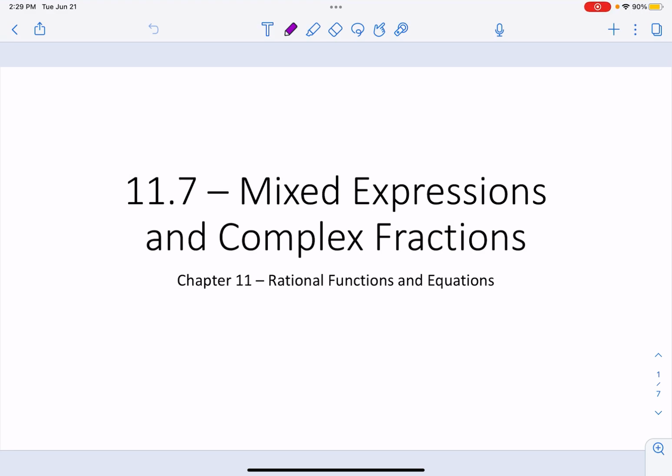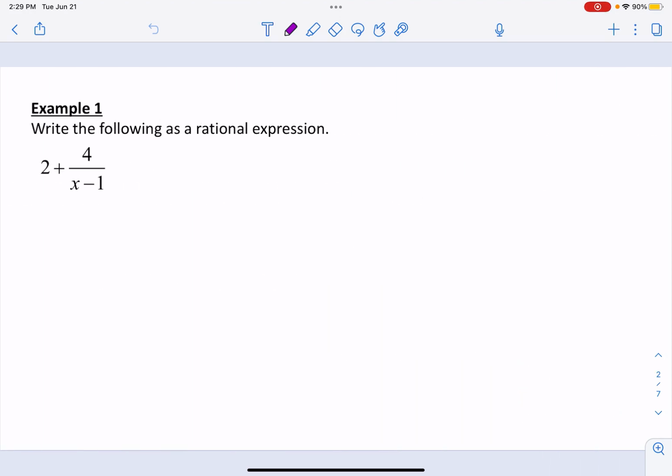Today we're going to be talking about mixed expressions and complex fractions. So this is an example of a mixed expression. Okay, so I have 2 plus 4 over x minus 1. Really, you can look at this as 2 over 1. So if I look at that again, I have 2 over 1 plus 4 over x minus 1.